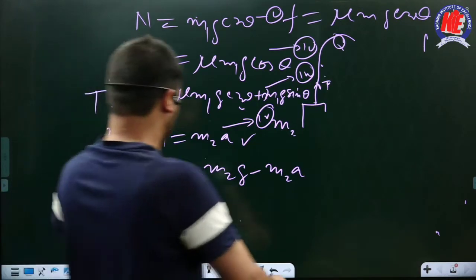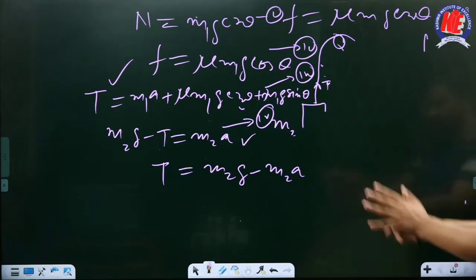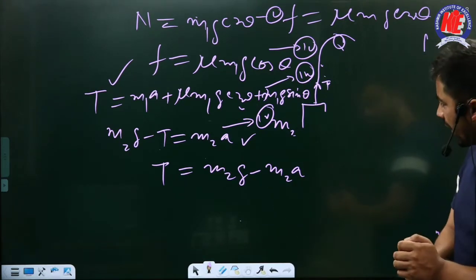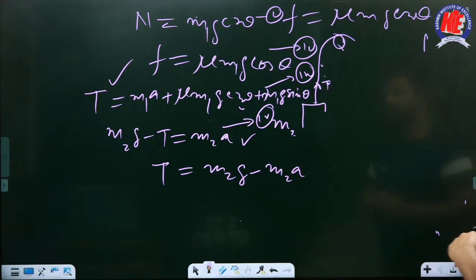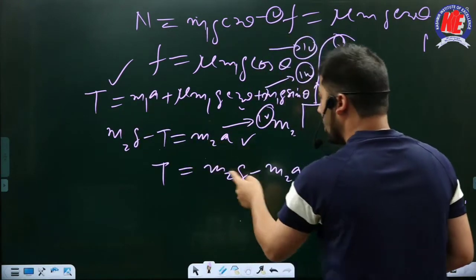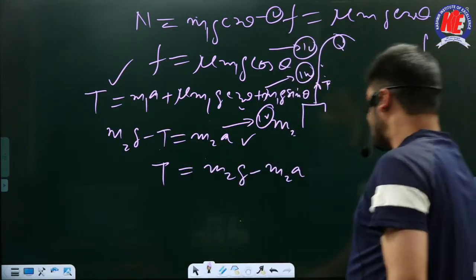See, I don't want to do a large number of steps here. I will just skip the steps so that my calculation looks a bit easier. So here I have m2g minus m2a, so what will I do here? If I compare this with this, here is m1a. Okay, so I will do one thing, I can write it this way around. So what will I get here?